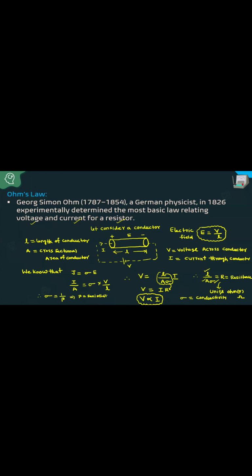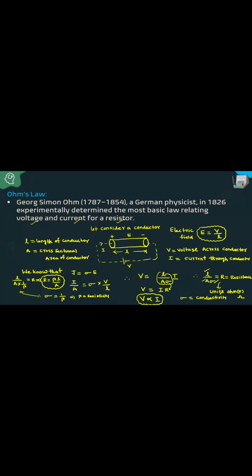Resistivity. If you substitute conductivity equal to 1 by resistivity, that is, L by A into 1 by rho equal to R, this rho goes to the numerator, R equal to rho L by A. All of you know this part. Like this we can get R equal to rho L by A. Clear, friends? R equal to L by A sigma.